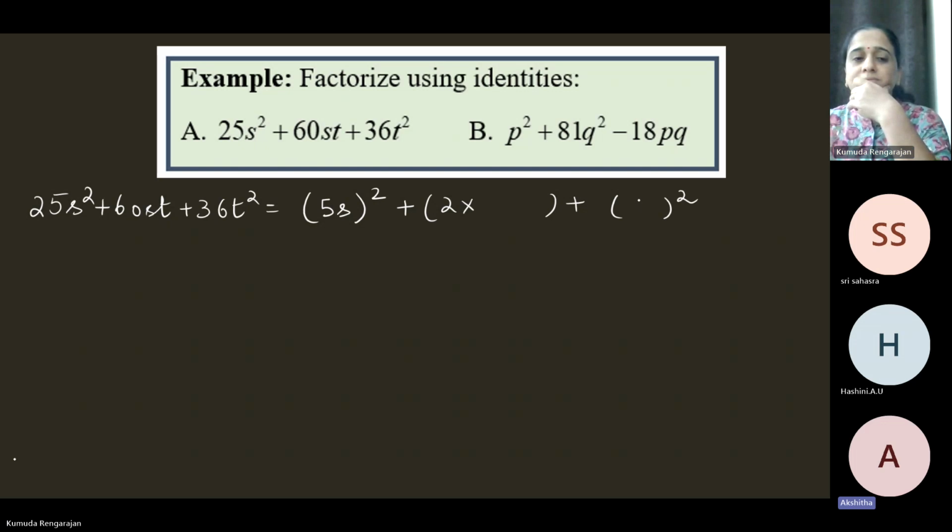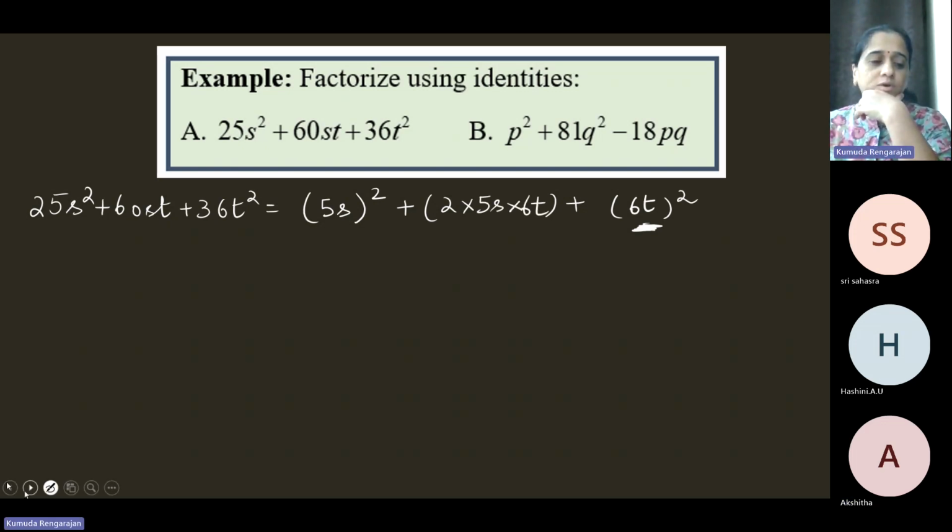Yeah. 30 st. No. See, I'm here. 60, ma'am. 60. Yes, ma'am. Yeah, then it will be 2 into? 5s into 60. Correct. So this is of the form?